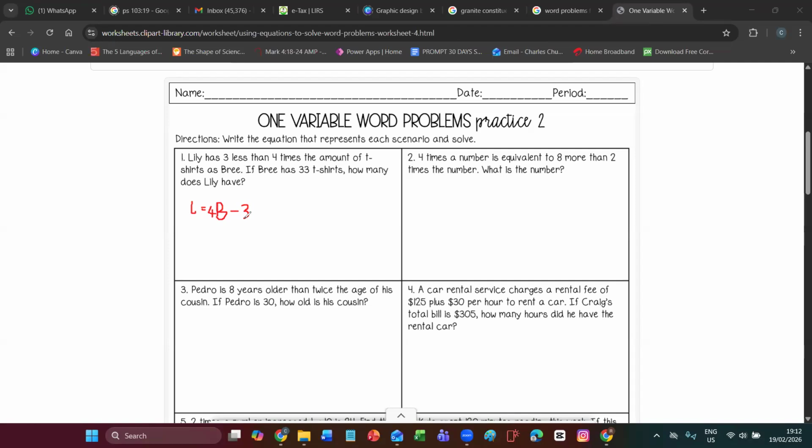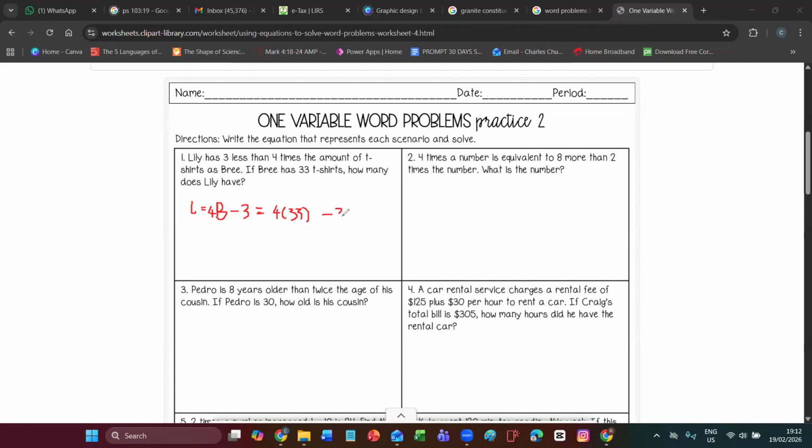Now, they told us that B has 33 t-shirts. So that means we can safely substitute 33 anywhere we have B. And that would be 4 times 33 minus 3.